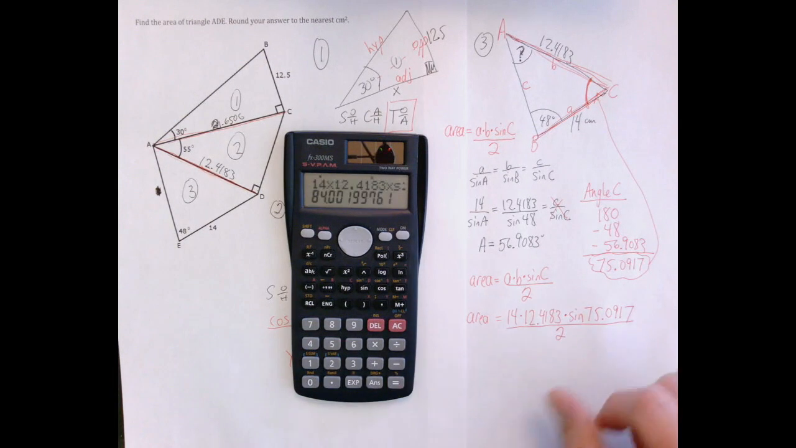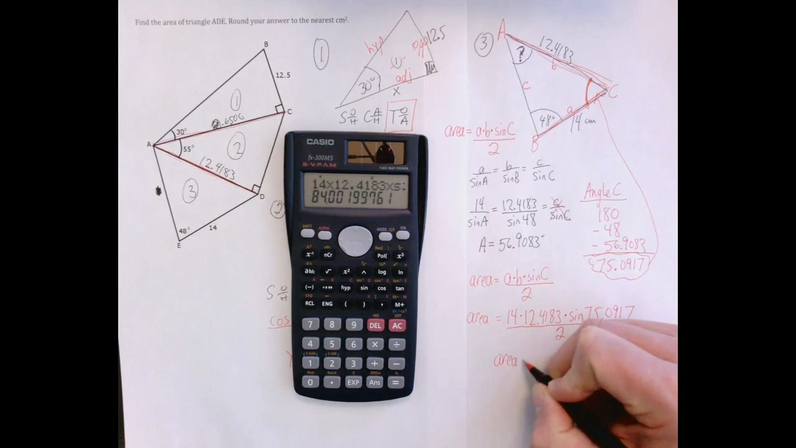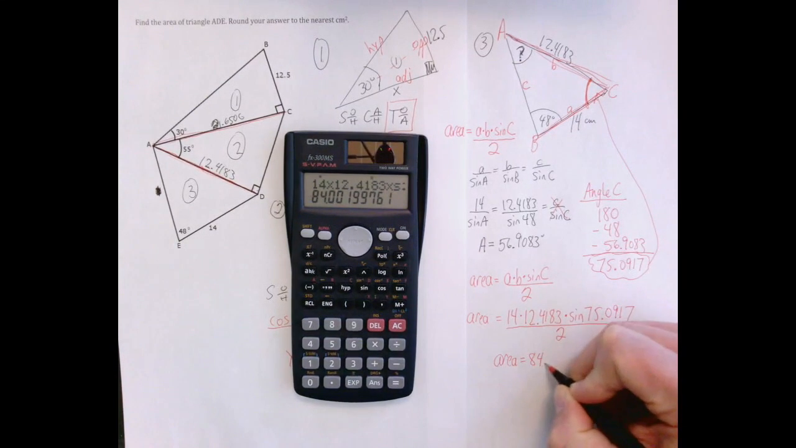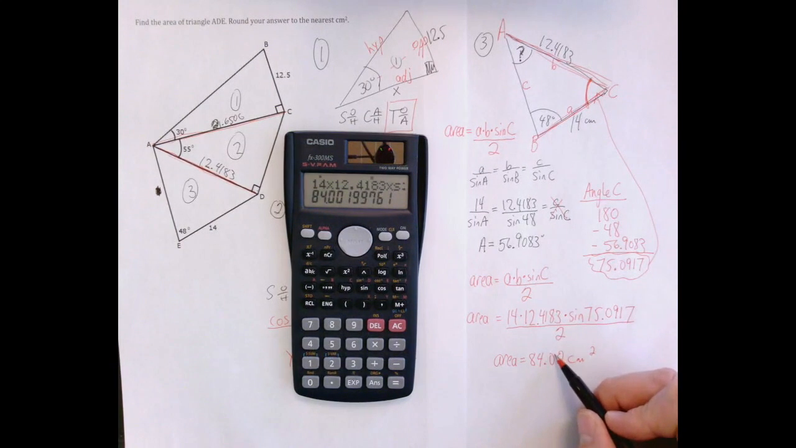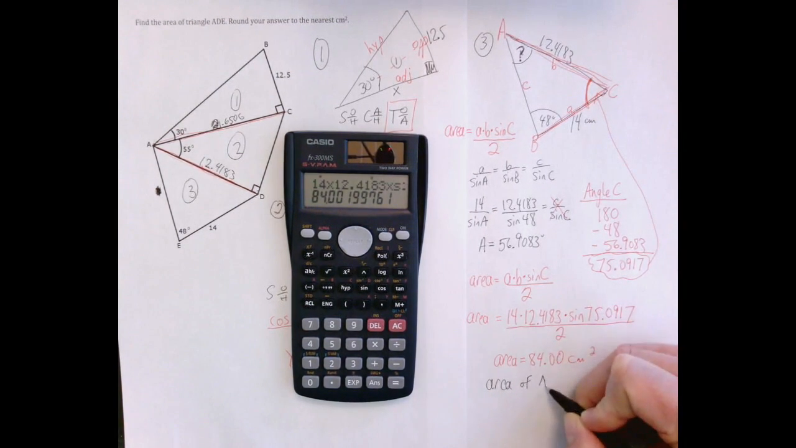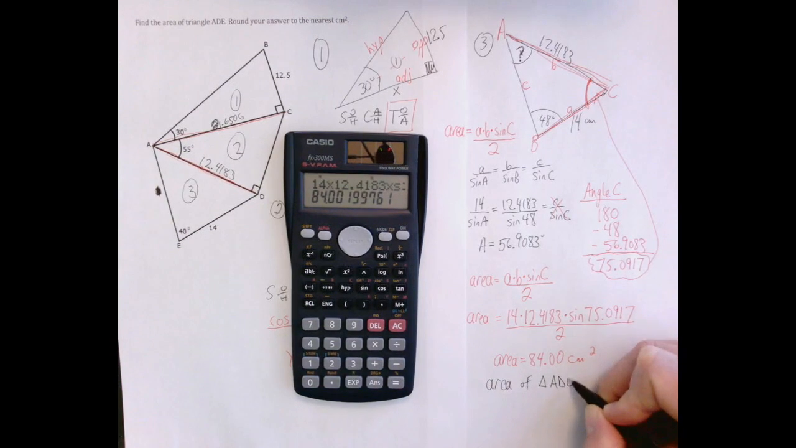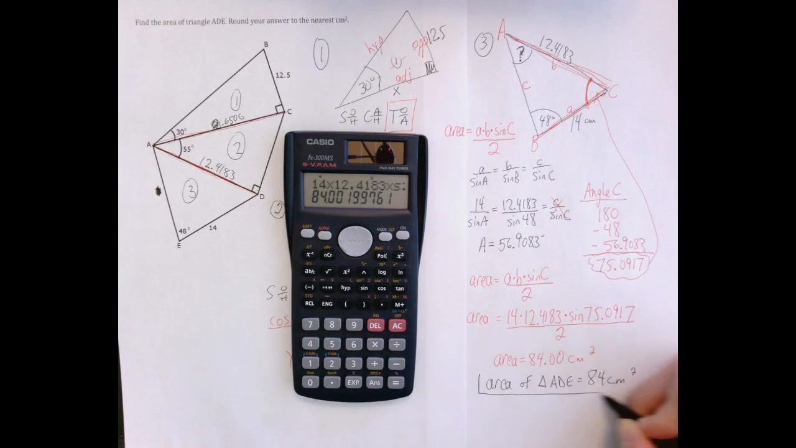So here I just need to press equals, and I get an area of 84.00 square centimeters. And obviously I look one place to the right to round it, so my final answer, area of triangle ADE, is equal to 84 square centimeters. That's rounded to the nearest unit. And that's the final answer.